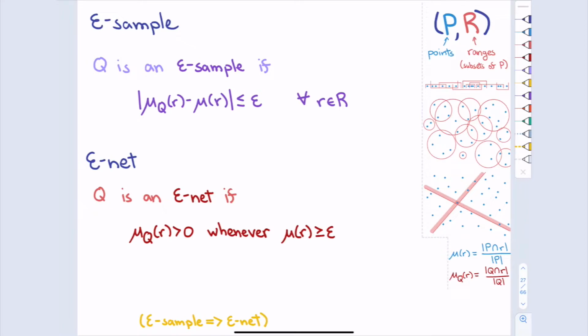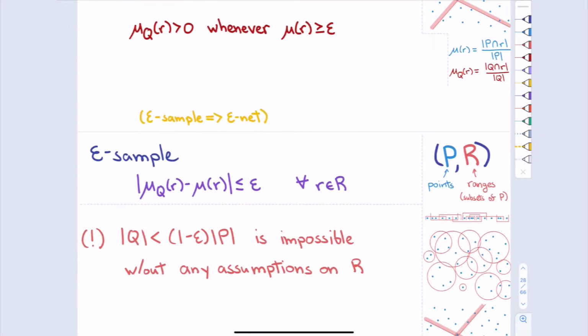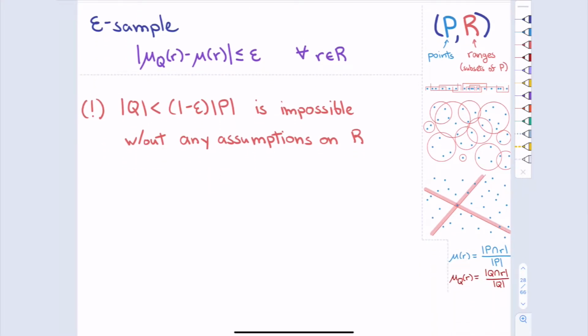Of course, anything that's an epsilon sample is an epsilon net, because if something has measure at least epsilon, then to have error less than epsilon, you need to hit at least 1 point, and not vice versa. But you can get smaller samples for epsilon nets, as we'll see, which is why there's a trade-off. All right, does that make sense, what we're trying to accomplish? All right, this will get us warmed up.